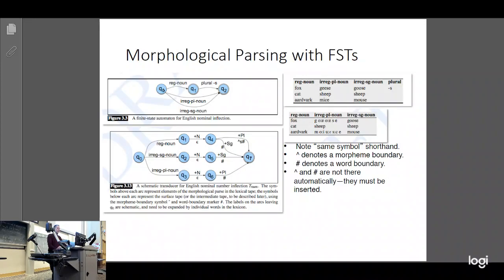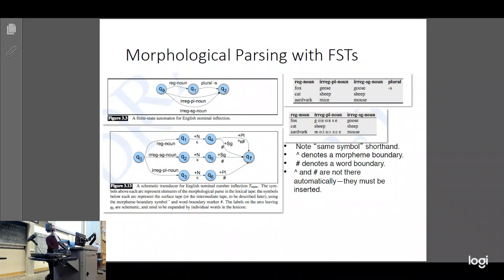So here's the idea. With an FSA, you could do things like this. You could write an FSA for English inflection of nouns. Basically, this is shorthand. Regular noun here means a transition for each of the regular noun forms. Plural S means a transition just for the S that occurs at the ends of these, if they're plural. Irregular plural noun is a transition for all of the plural nouns that don't take the S. An irregular singular noun is a transition for all of those other nouns.